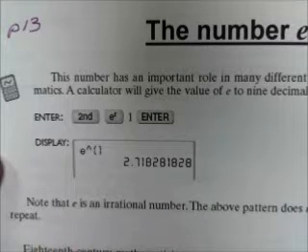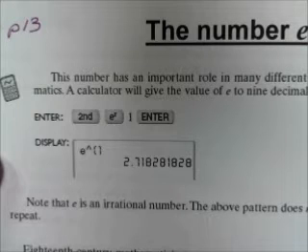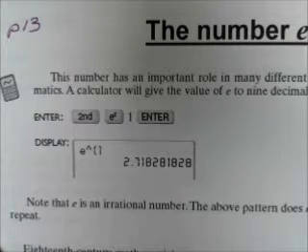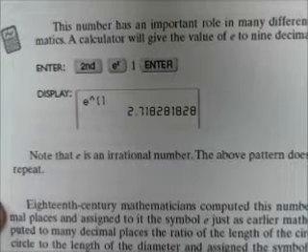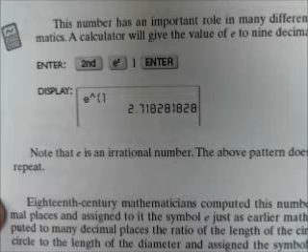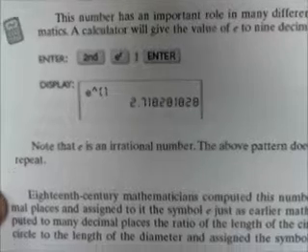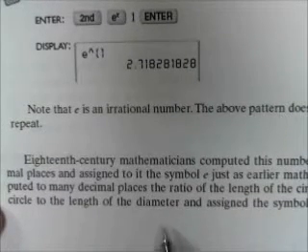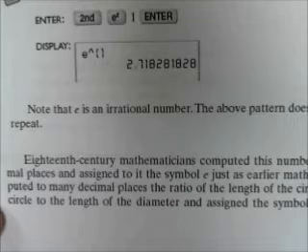But e is an irrational number. The above pattern does not continue to repeat. 18th century mathematicians computed this number to many decimal places and assigned to it the symbol e, just as earlier mathematicians computed to many decimal places the ratio of the length of the circumference of a circle to the length of the diameter and assigned the symbol pi to this ratio. So the number e is an irrational number, just like our number pi is an irrational number.